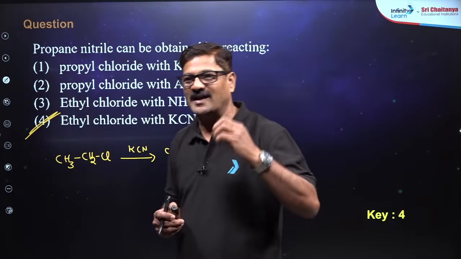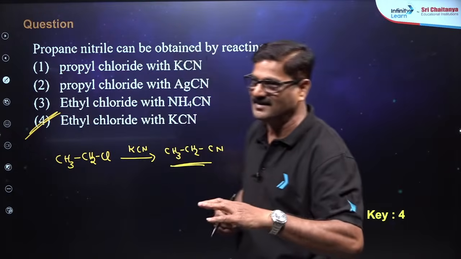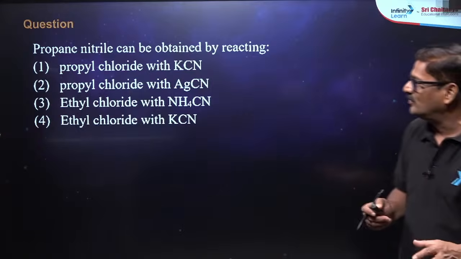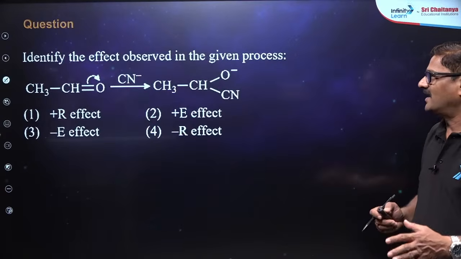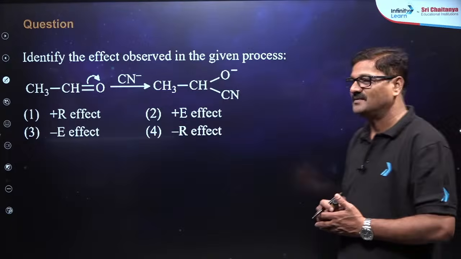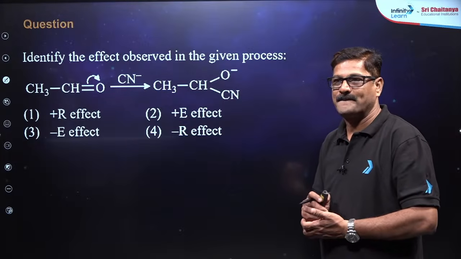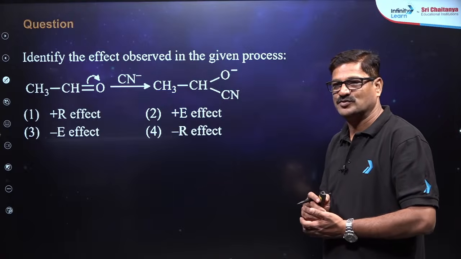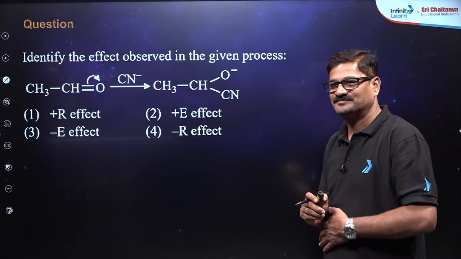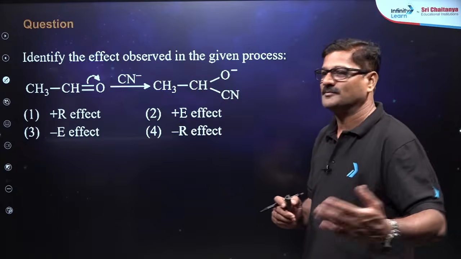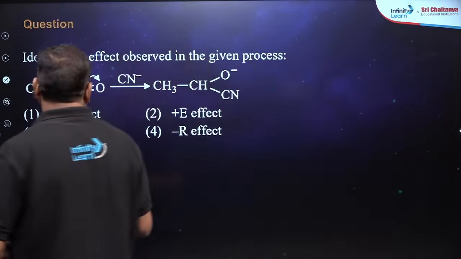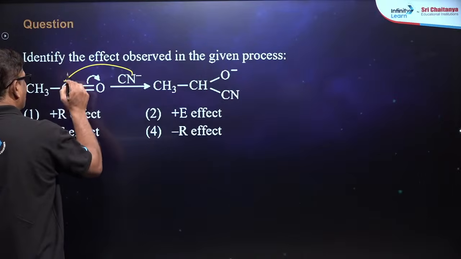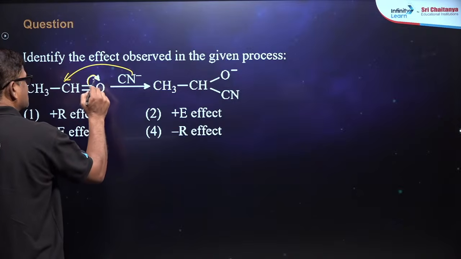I would be very happy if you could give the answer by observing the scenario here and identifying the effect observed in the given process. Identify the effect observed in the given process. Bacho, make it fast. Come on. Whenever this cyanide is coming and attacking, the pi electron system is going away.